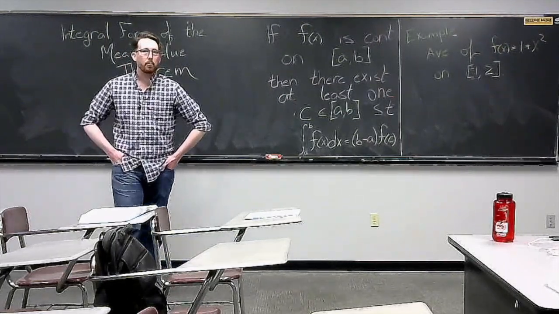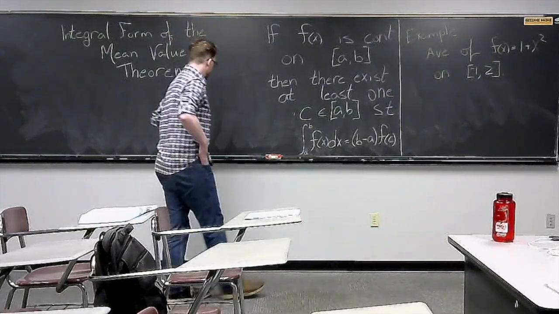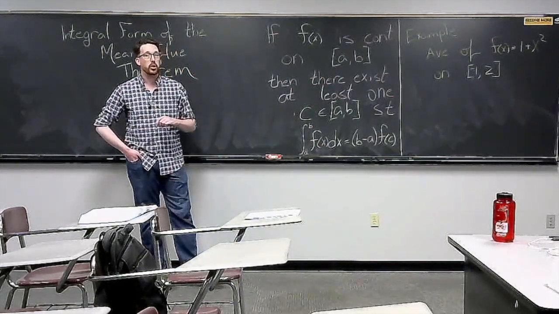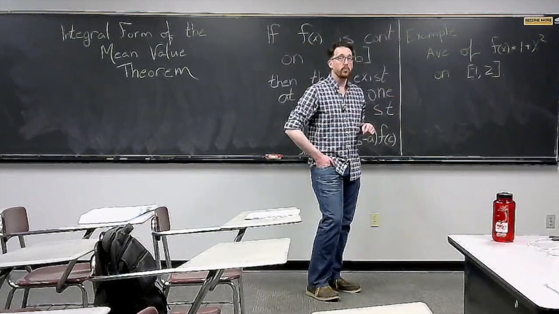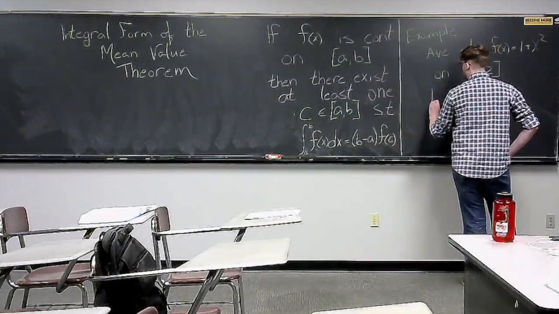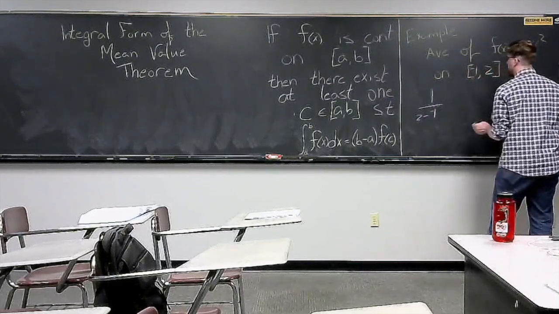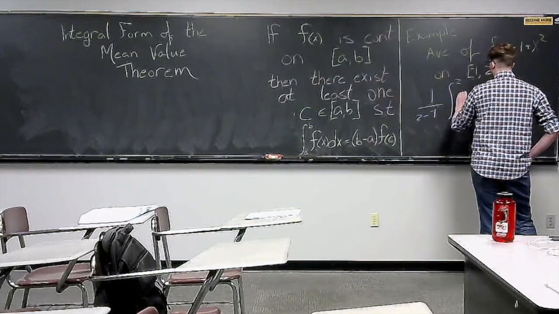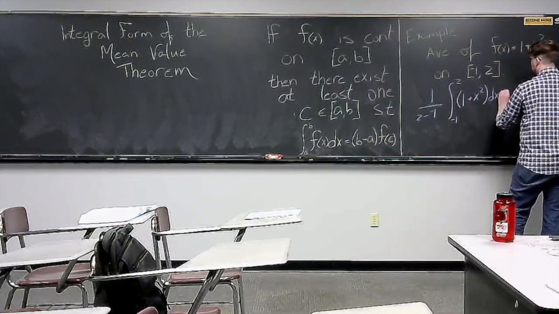Now, just to see an example of how we might use this average value of a function, we've got this problem down here at the end. We want to find the average value of the function 1 plus x squared on the interval from x equal to -1 to x equal to 2. Well, this is just going to be 1 over 2 minus -1, times the integral from -1 to 2 of 1 plus x squared, integrated with respect to x.